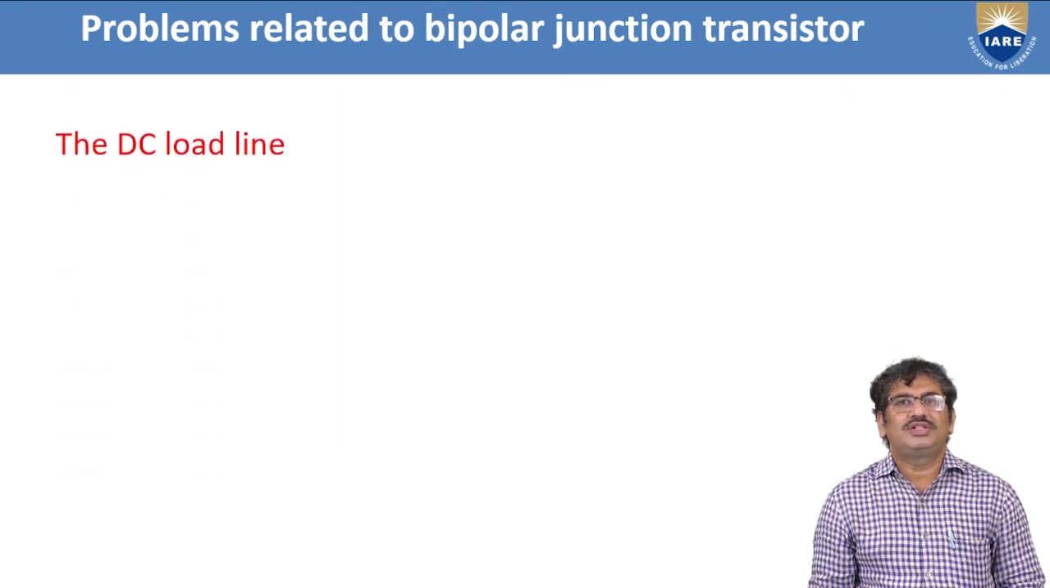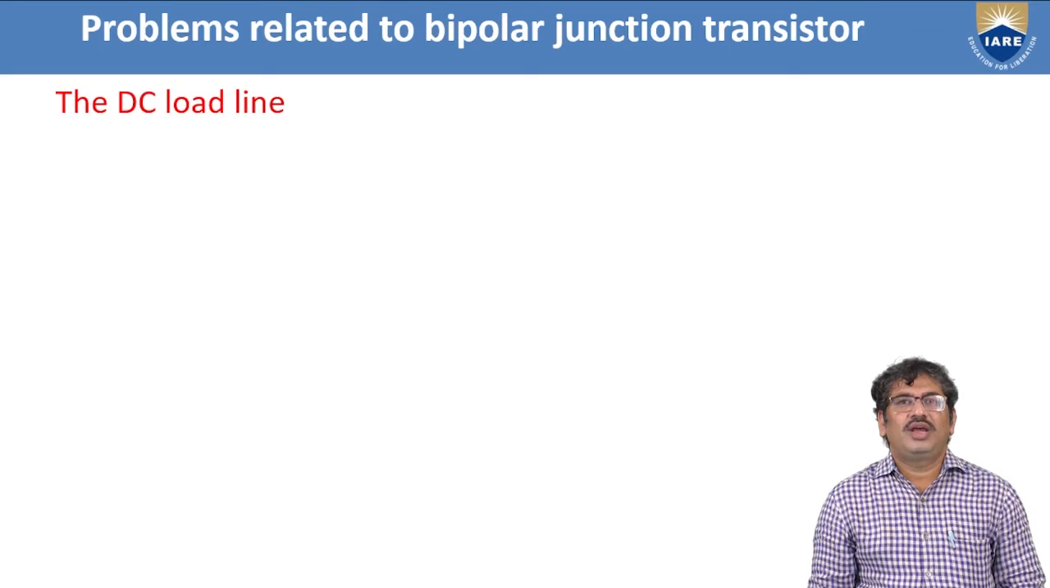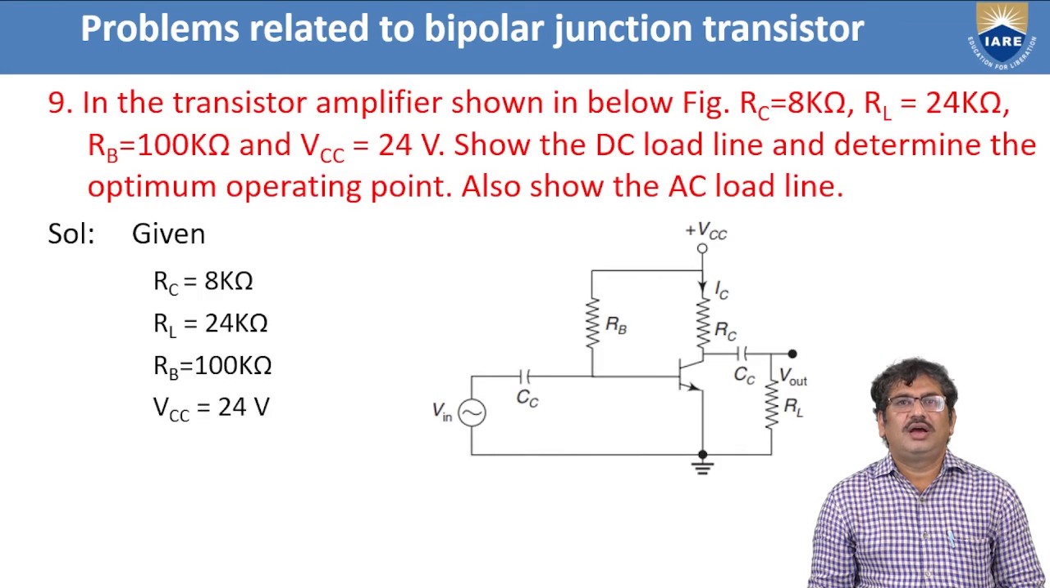We will find out first the DC load line. For drawing the DC load line, first we need to write the KVL expression. We need to find out what is VCE maximum and IC maximum. From the circuit, the output side, the KVL expression we can write as, for DC signal, VCC is equivalent to IC into RC plus VCE.